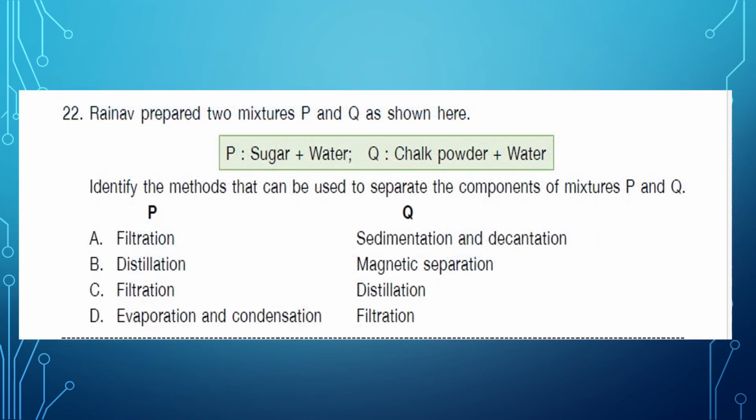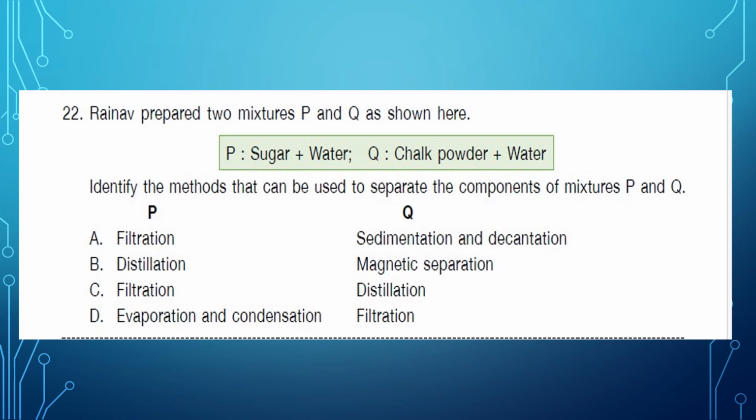Question number 22. Renault prepared two mixtures P and Q as shown here. P is sugar plus water, Q is chalk powder plus water. Identify the methods that can be used to separate the components of mixtures P and Q.